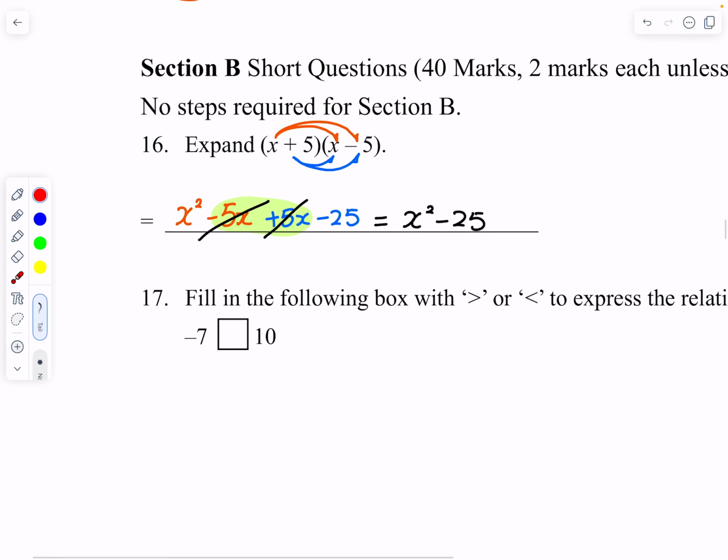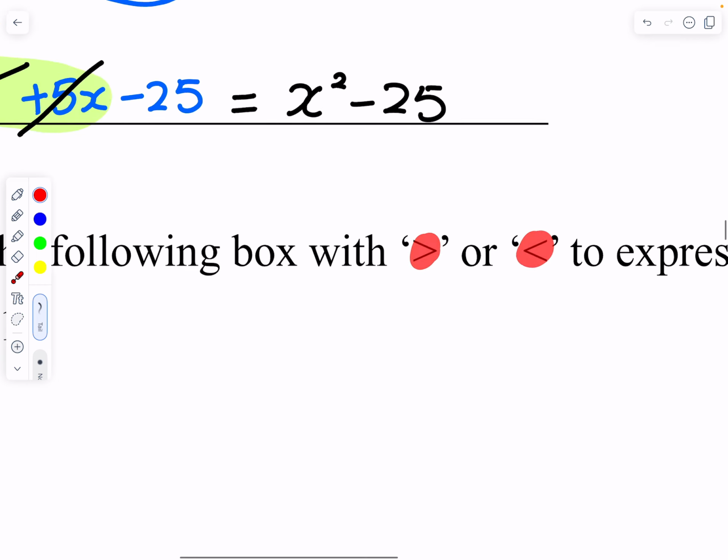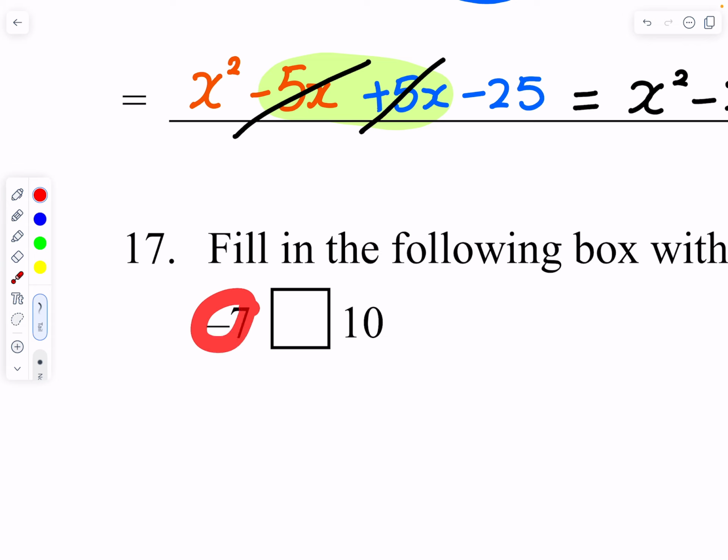How next? Which one is larger and which one is smaller from this? Can you tell? Positive ones are bigger. Negative is smaller. So 10 is bigger than negative 7. Alright, so write that 10 bigger than negative 7.